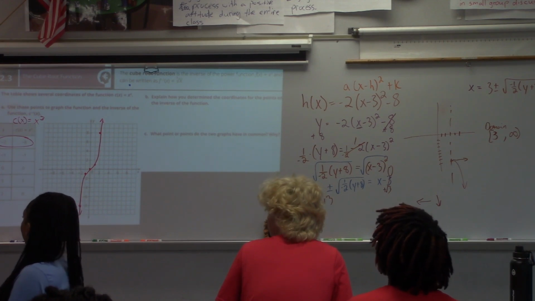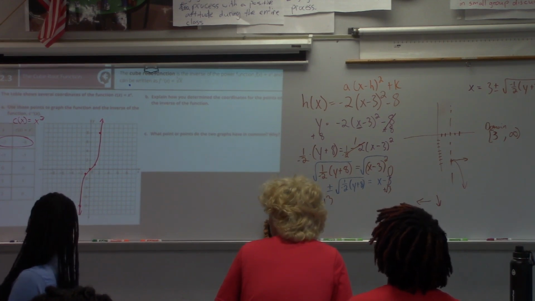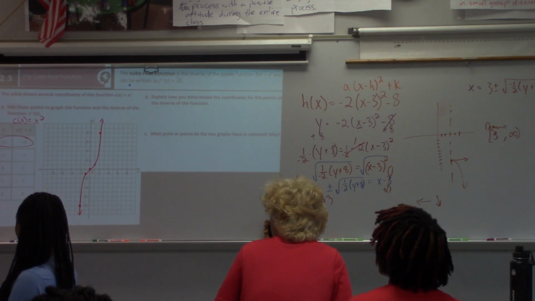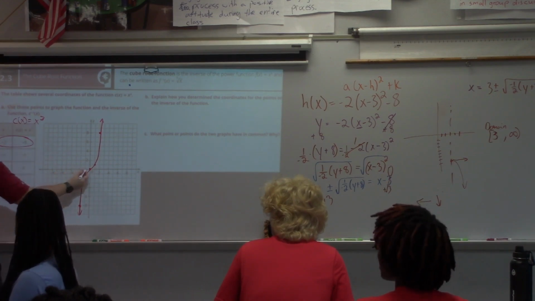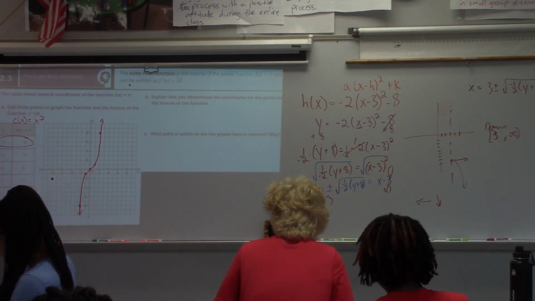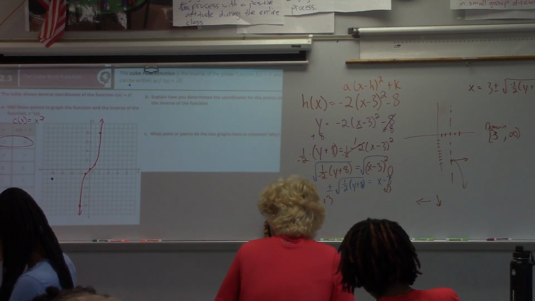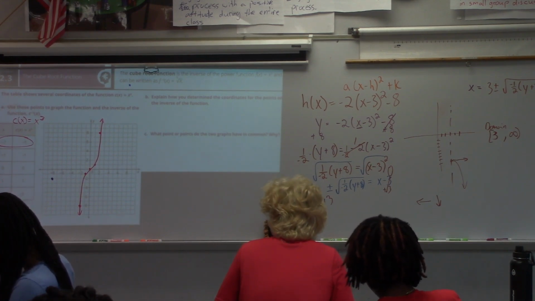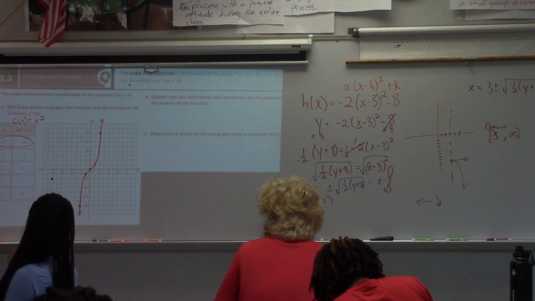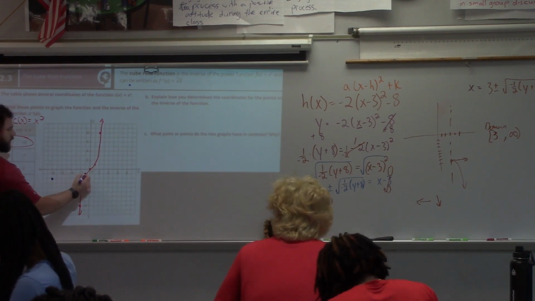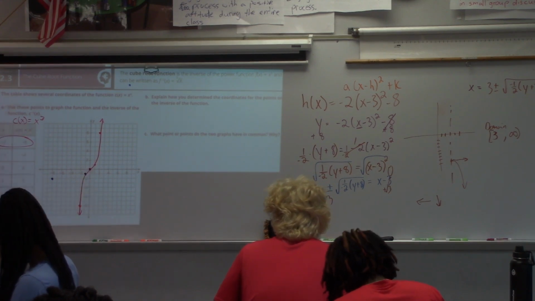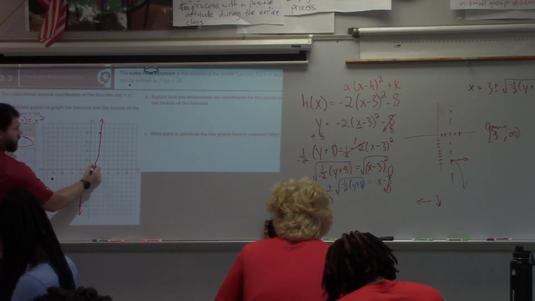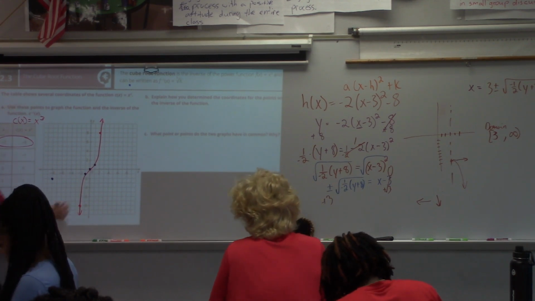Regardless, do you know points on the cube root function? Does anyone know a point that would be on the cube root function? Where'd you get -8, -2? You transposed your x and y. -8, -2. Inverses, no matter what, we're transposing the x and y. So what's another point on our cube root? -1, -1. Another? 0, 0. 1, 1. And then 8, 2.